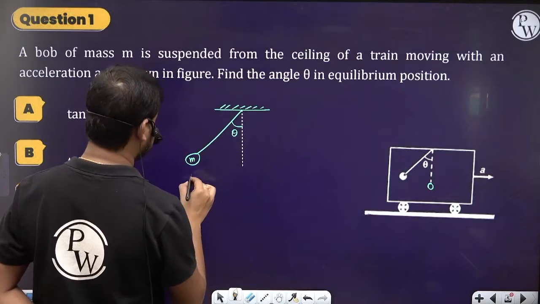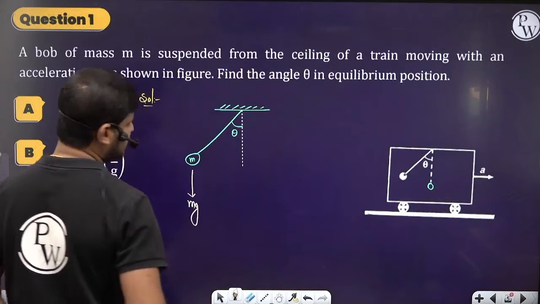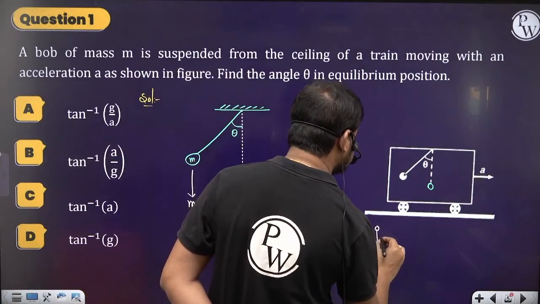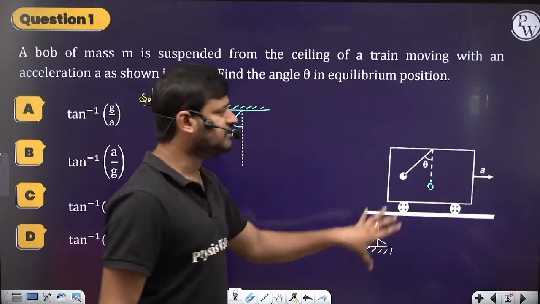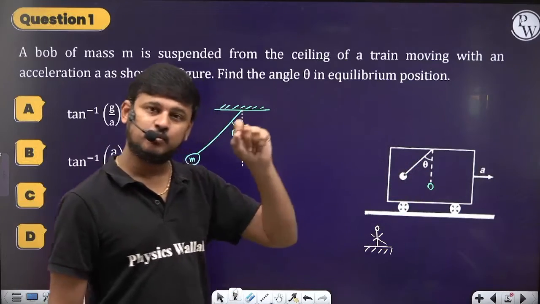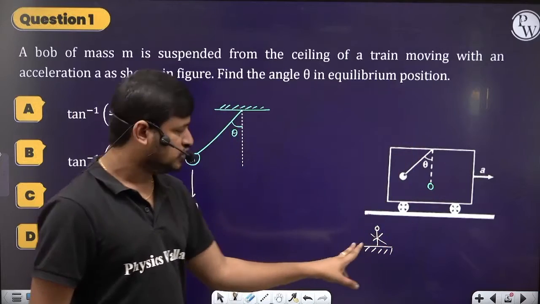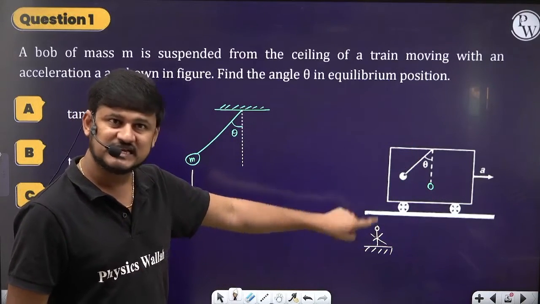Shall I say that its weight mg acts downward. Now let's suppose the person is standing outside and he is observing this train. I am going to solve it in two cases. In both the cases we should get the same result. So the person is outside now. That means the person is in an inertial frame. Yes or no? The person is in an inertial frame.